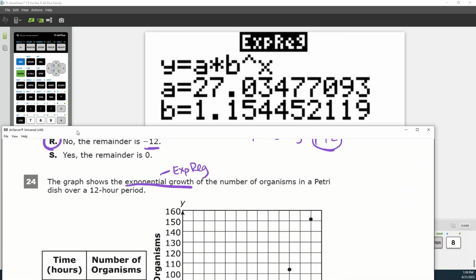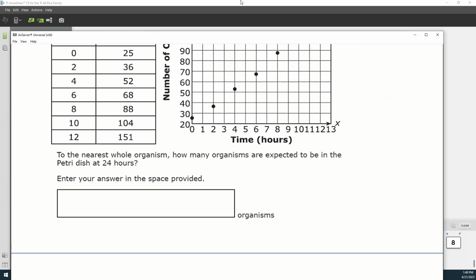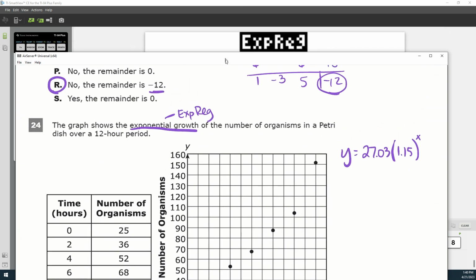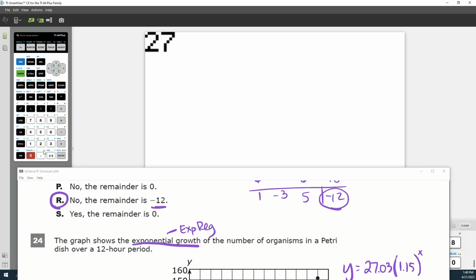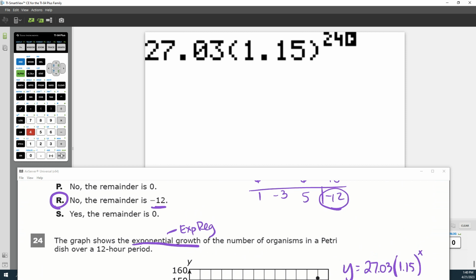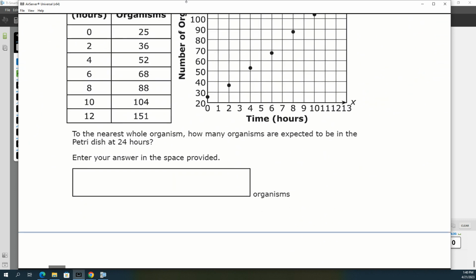I'm going to jot it down. So I'm going to do y equals 27.03 in for A and 1.15 in for B, and then that's raised to the x. All right, and then we want to use that equation for 24 hours. So we would put 24 in for x. So I get 774.